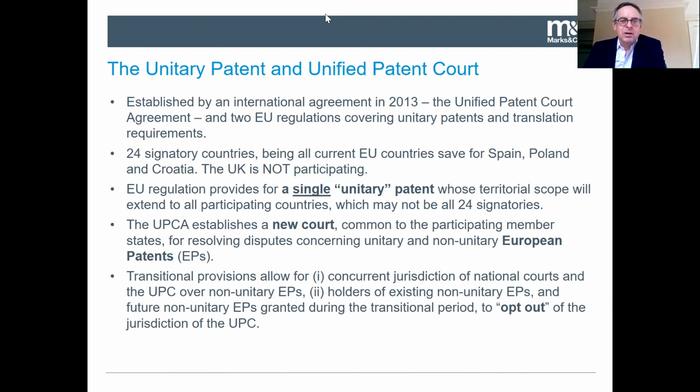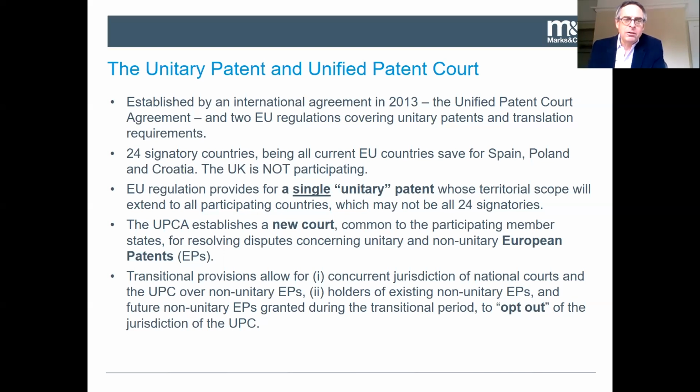But that led to the UPC agreement in 2013, and there are three main instruments involved in that. There is the UPC agreement itself, which is an international treaty between the participating countries. Alongside the UPC agreement, there are two EU regulations, and one of those is to do with the unitary patent and establishes that amongst the participating countries, the European patent can have unitary effect across their territories. The other EU regulation concerns translation requirements.